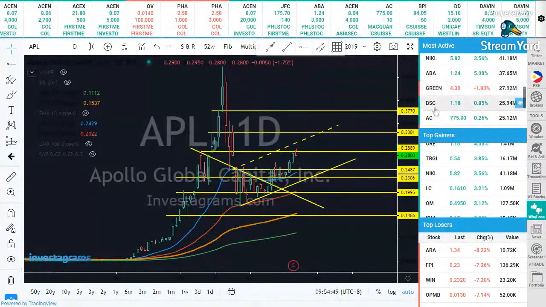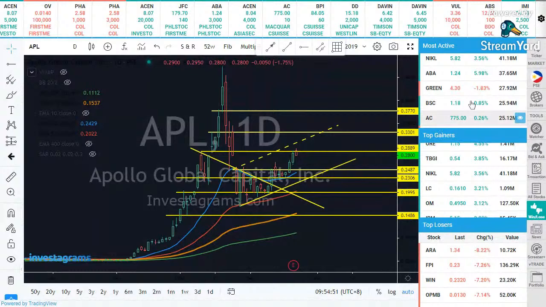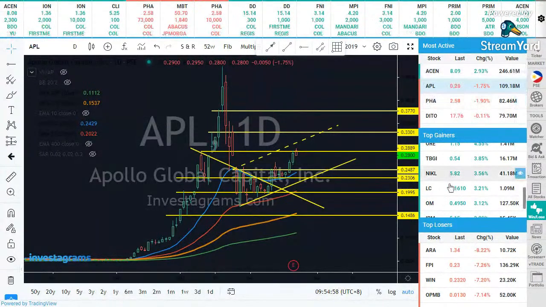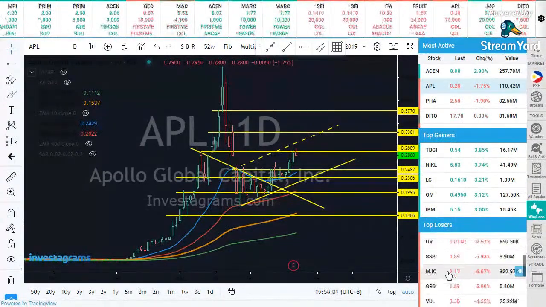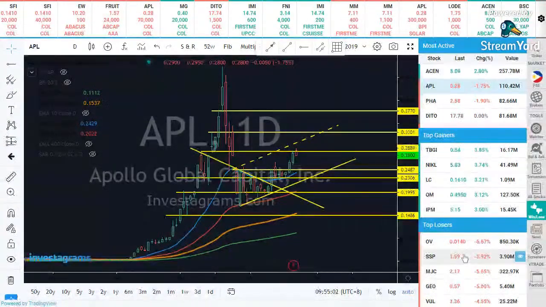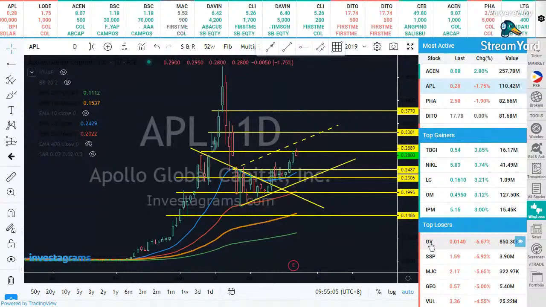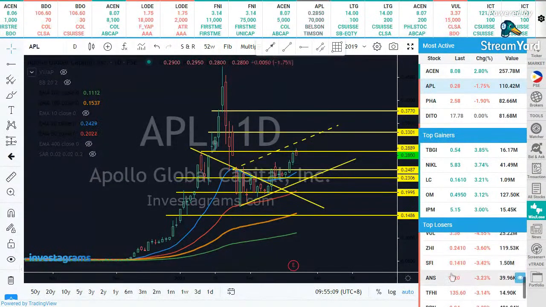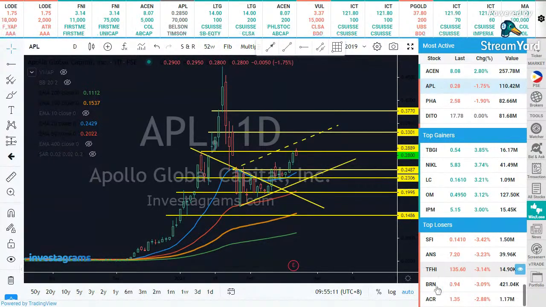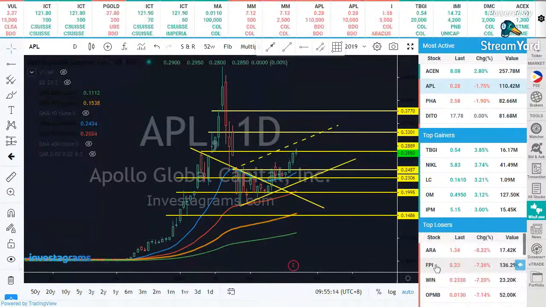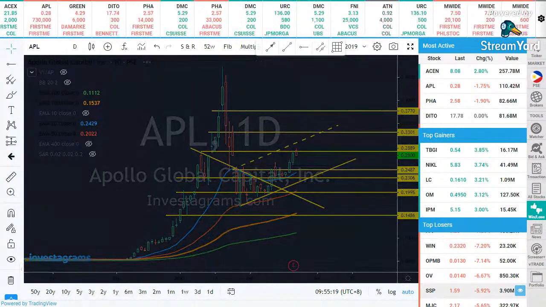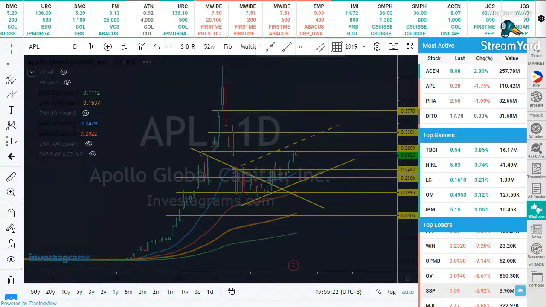So about the top losers, we will see SSP. What happened to the SSP? It's down by 5.92%. Megawide also is down. CLI is up now.